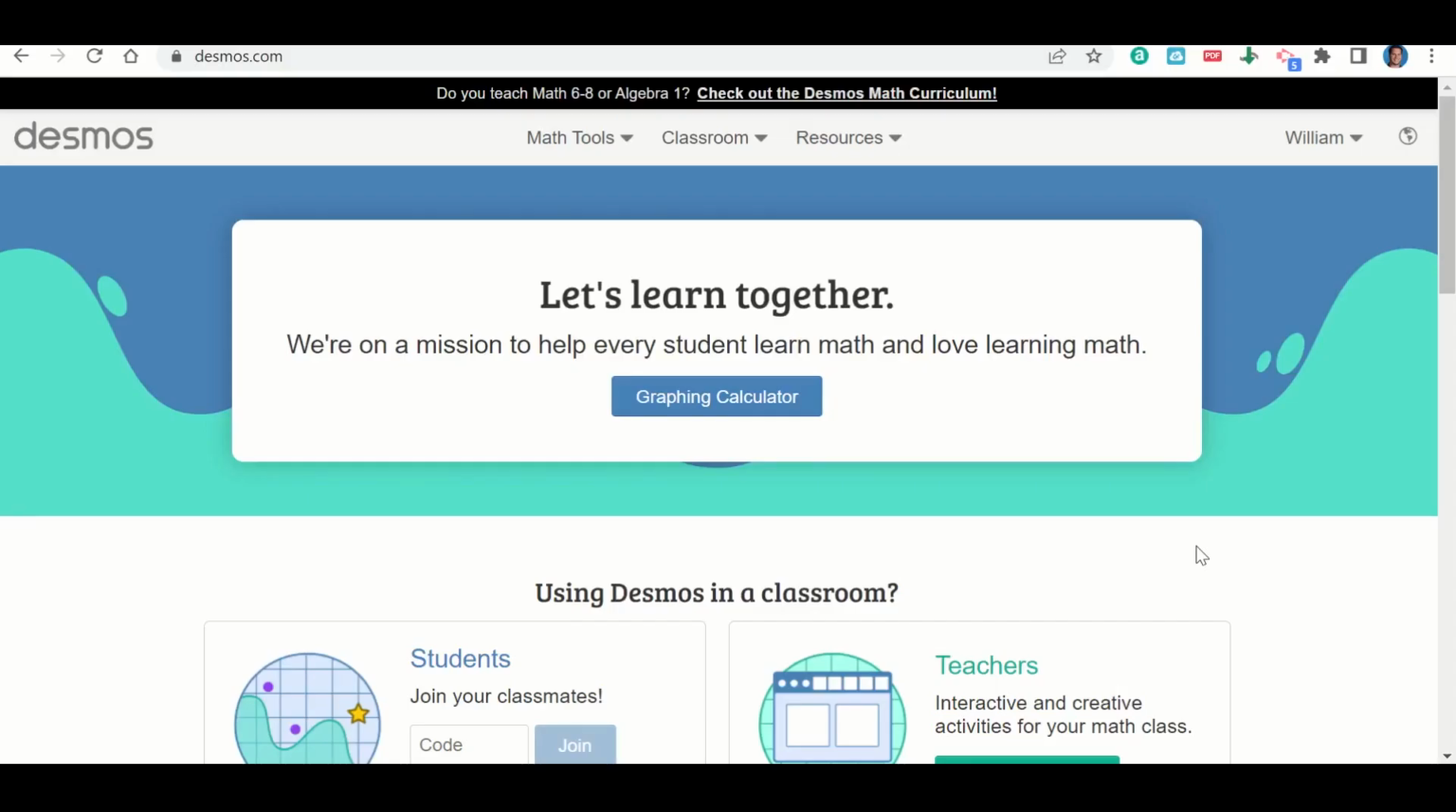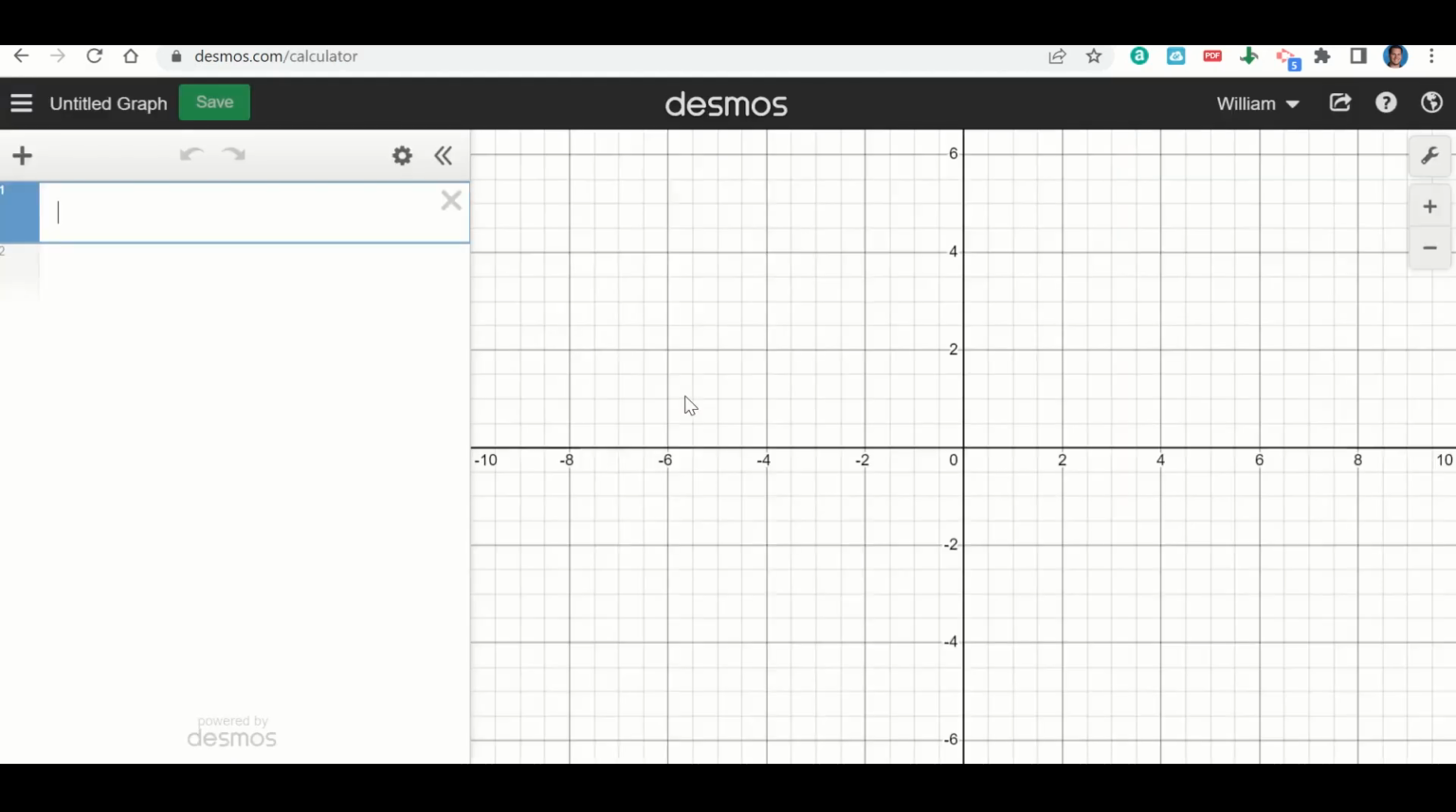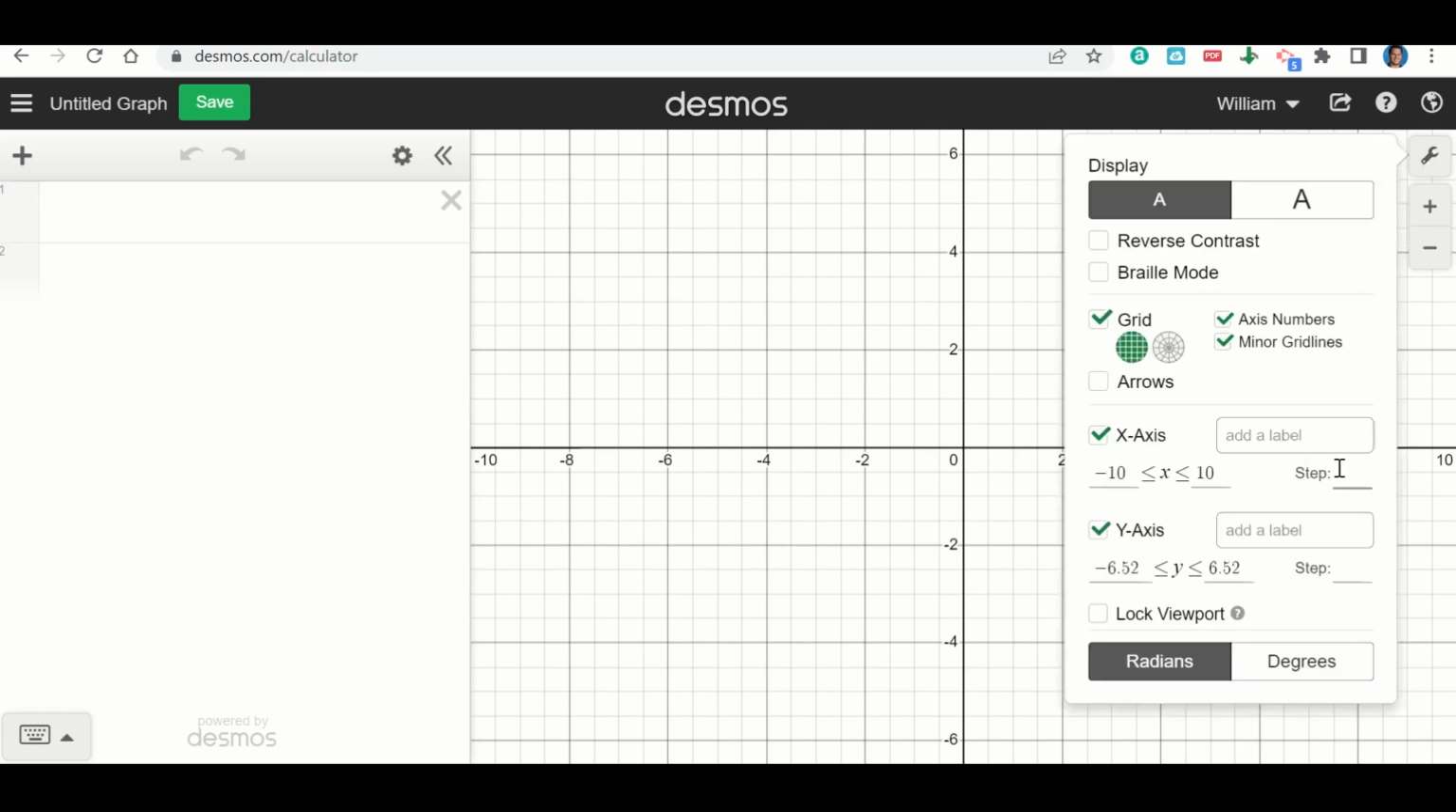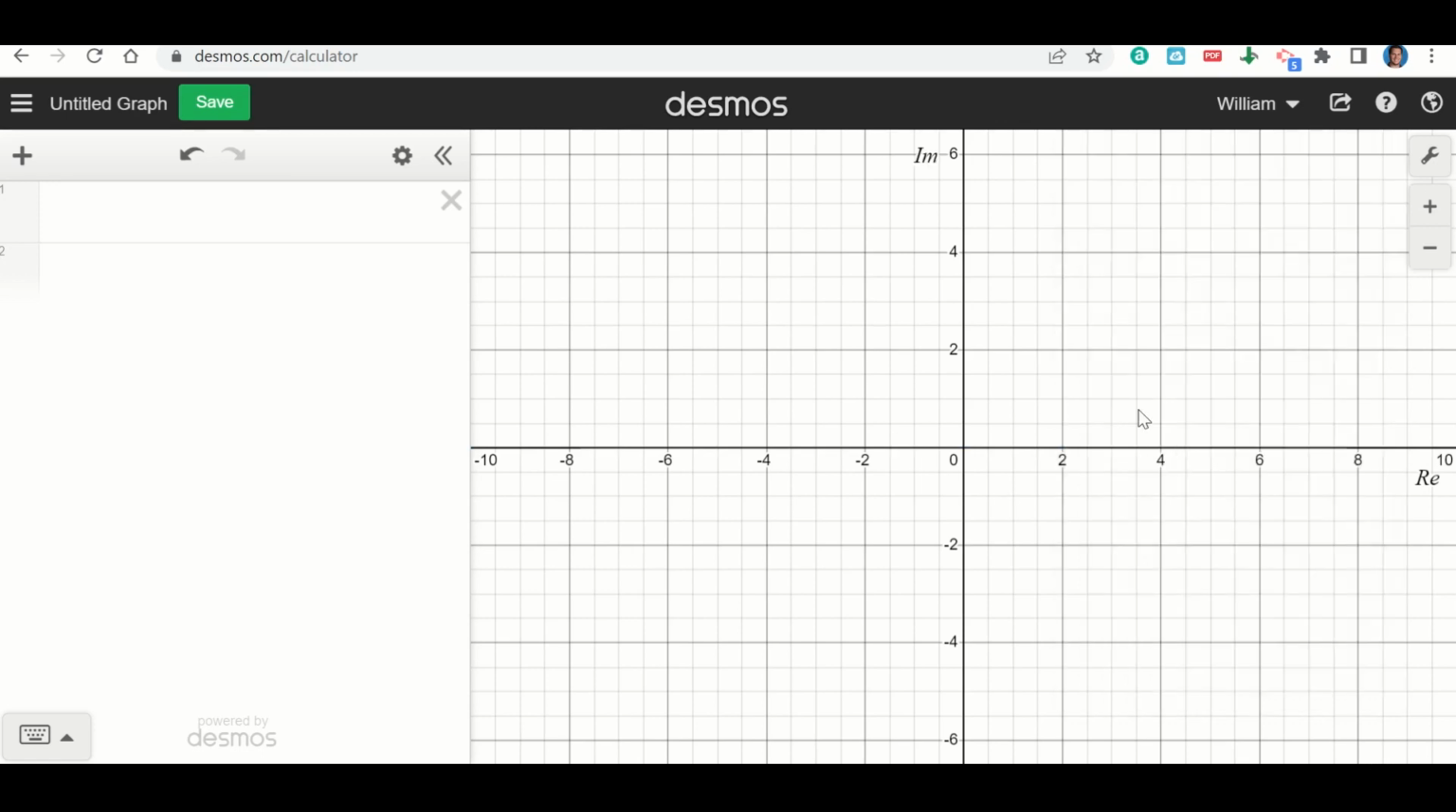Let's talk now about how we can plot complex numbers on the coordinate plane using Desmos. So what we're going to do is go to Desmos.com and click on Graphing Calculator. And notice it gives us a standard graph, and we need to change this to become an Argand diagram. So we're going to click on the little wrench here, and for my x-axis I'm going to label that RE for real, and the y-axis we're going to label IM for imaginary. Now we have our real and imaginary axes.